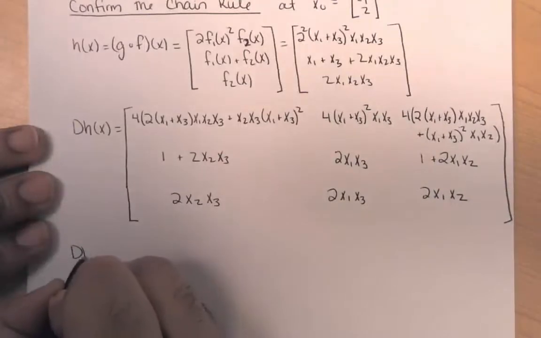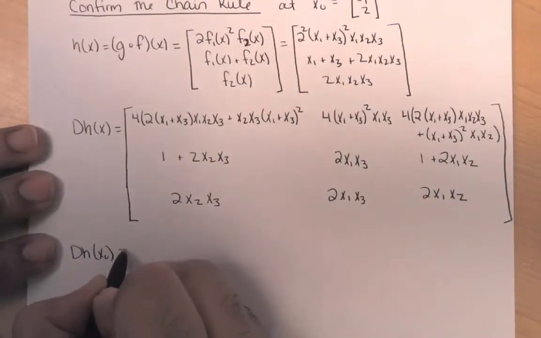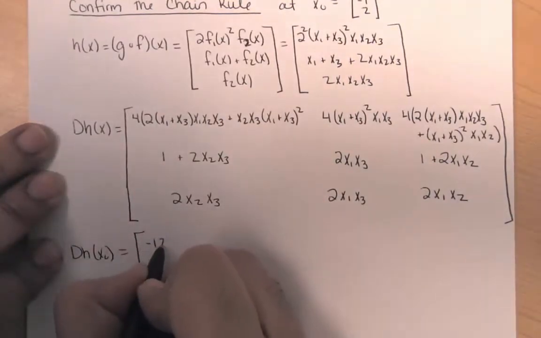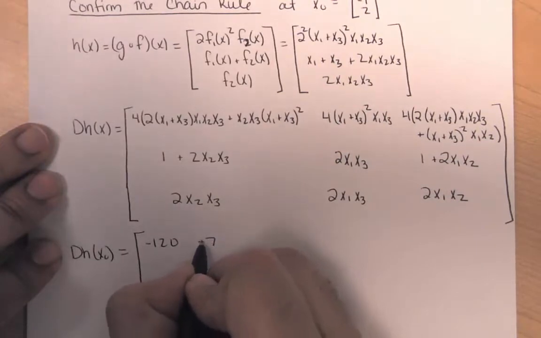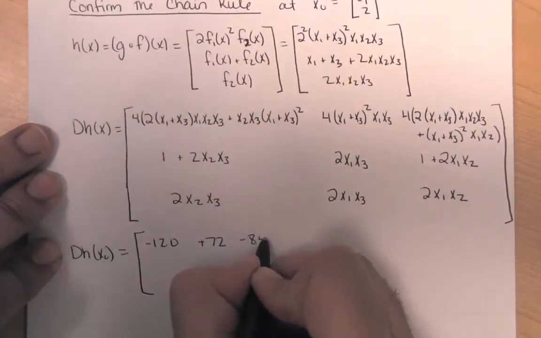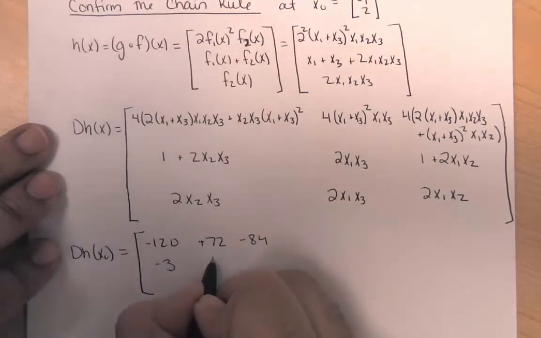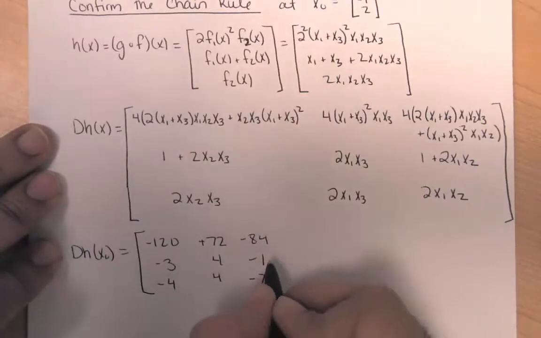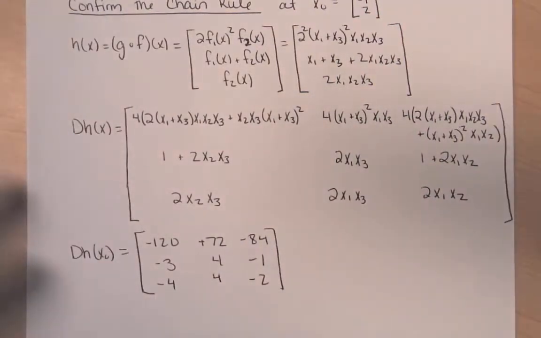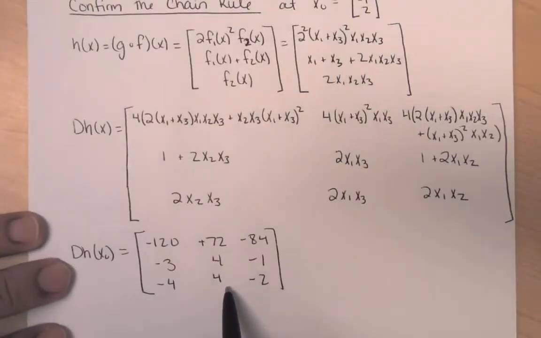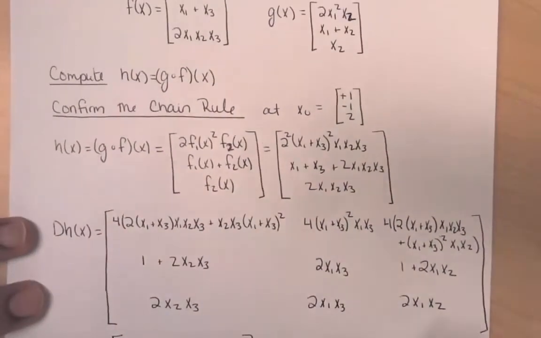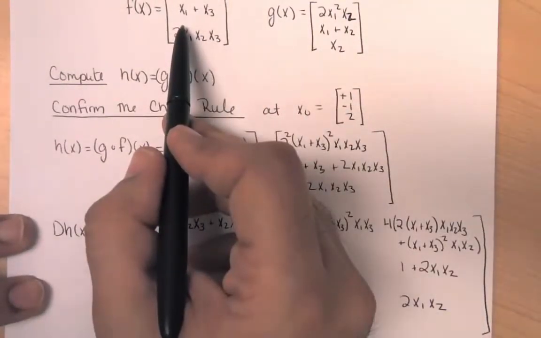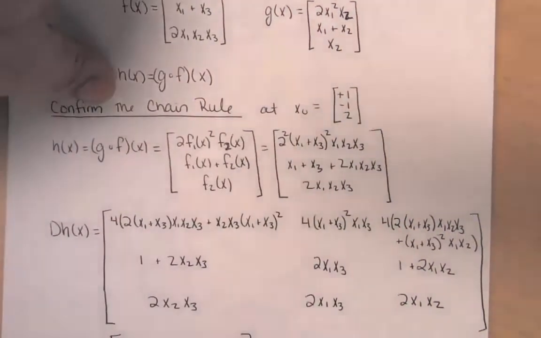So the derivative of my composition evaluated at x naught is, let's see, plug in the 1, carry the 2, I get negative 120, 72, negative 84, negative 3, 4, negative 1, negative 4, 4, negative 2. Now, of course, the chain rule says I could have also computed this by computing the derivative of g at f of x naught, computing the derivative of f at x naught, and multiplying. So let's do that as well and see that we get the same thing.